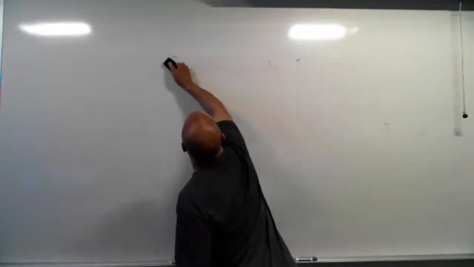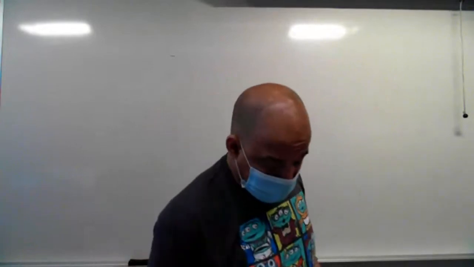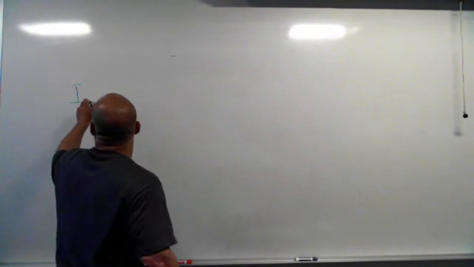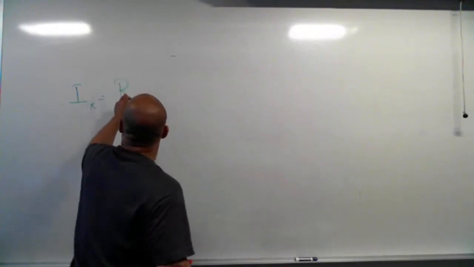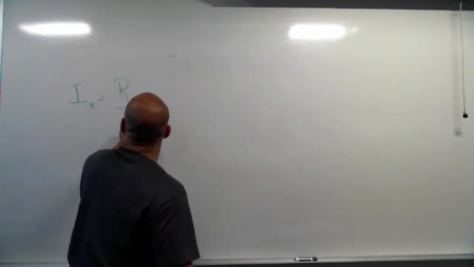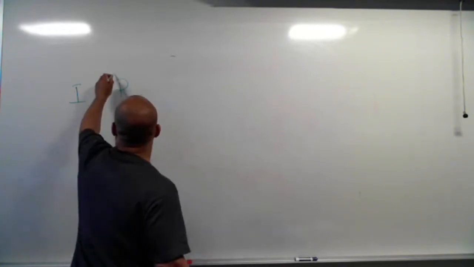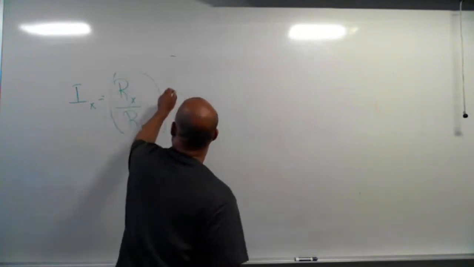And you might say, well, why are there so many equations? Well, there's a general current divider rule, which is the one in the middle of the page. It says Ix equals Rx over R. I want to put EQ because they got IT, and I'll explain that in a minute. Times IT.